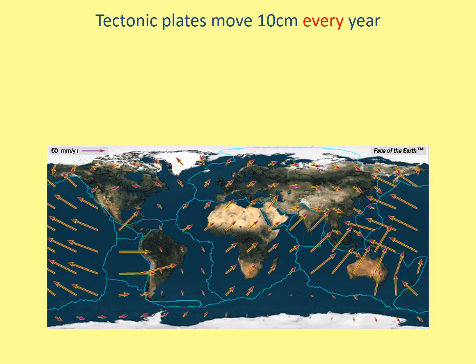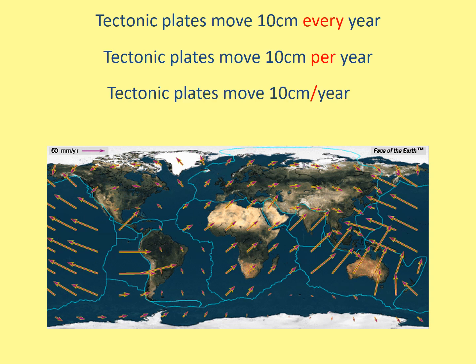Let's look at another one. Tectonic plates move 10 centimetres every year. Tectonic plates move 10 centimetres per year. That forward slash just stands for per, and that means the same as every.